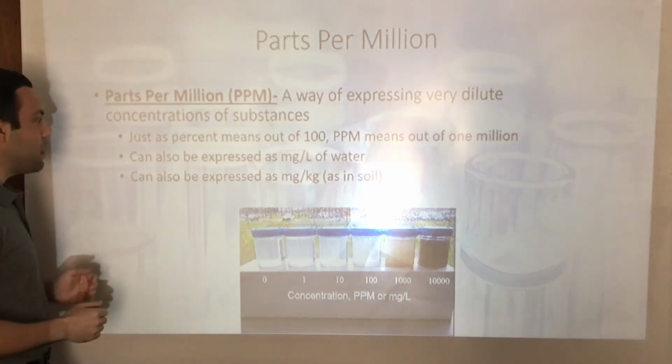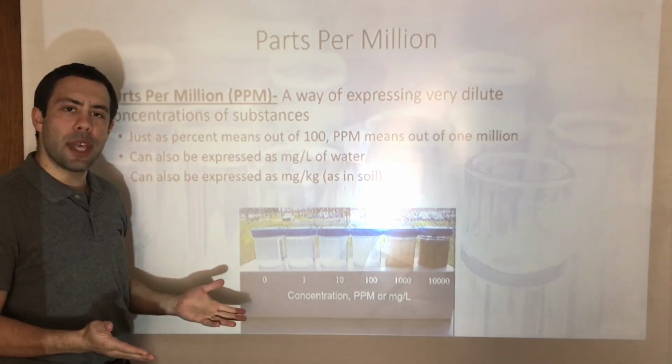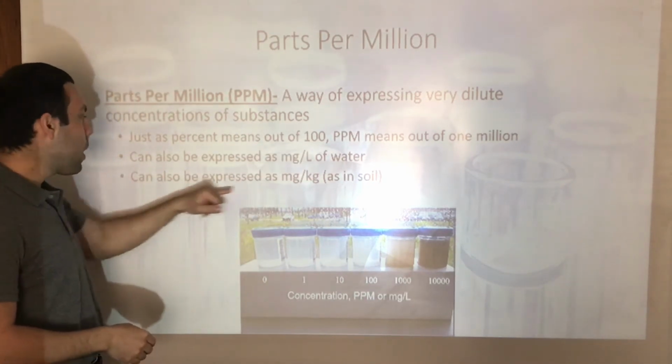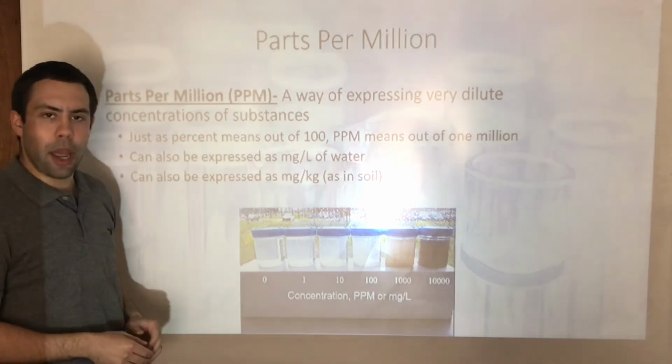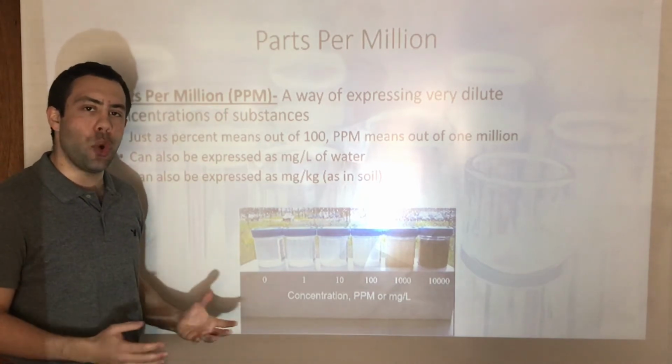Other ways to write ppm: it can be expressed as milligrams per liter, which you would use sometimes in water, or as milligrams per kilogram, which you would use sometimes for talking about concentration of things in soil.